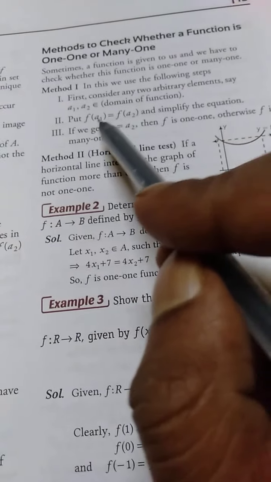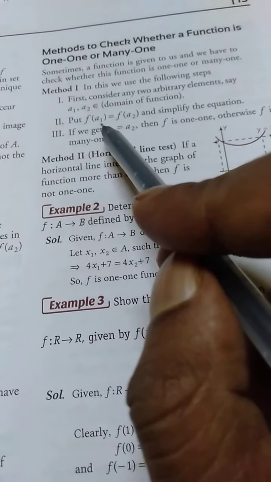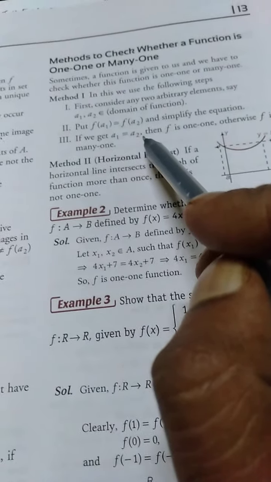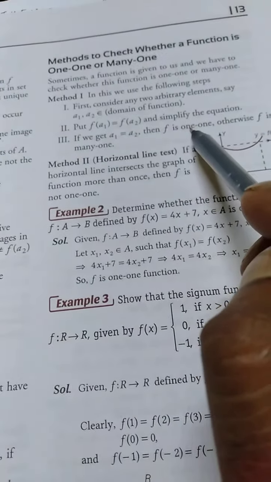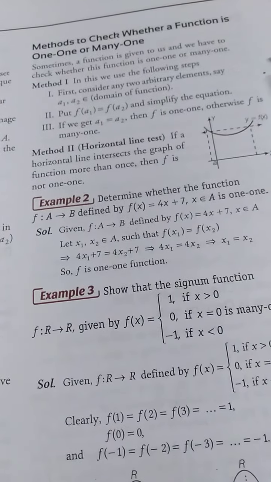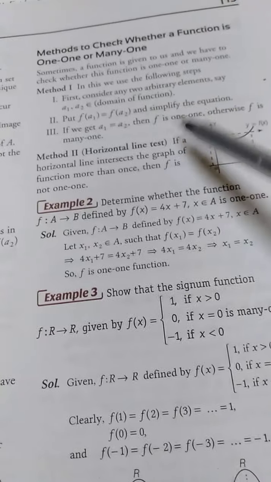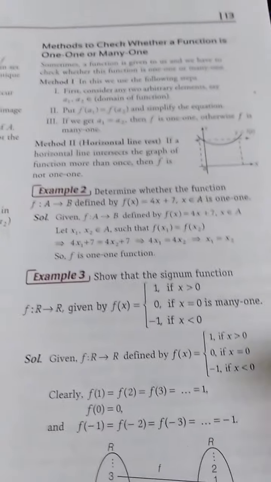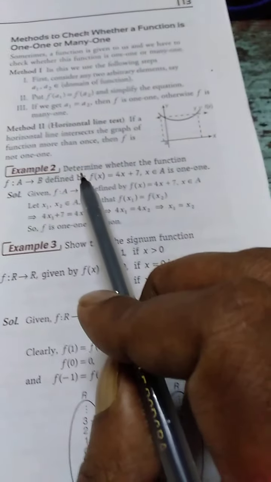Now if on putting f(a1) equal to f(a2), you get a1 equal to a2, then it means it is one-one. And if you are getting some other value, it means that it is not one-one. Okay, let us cite an example.